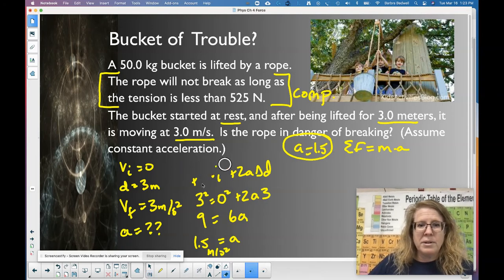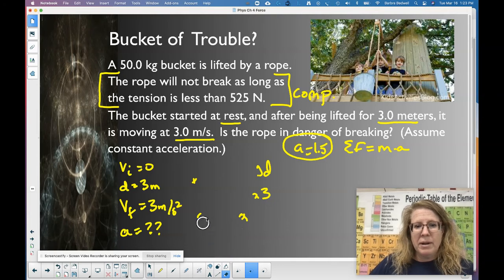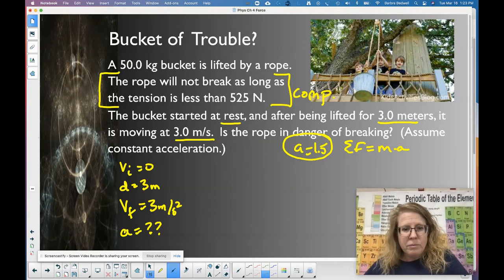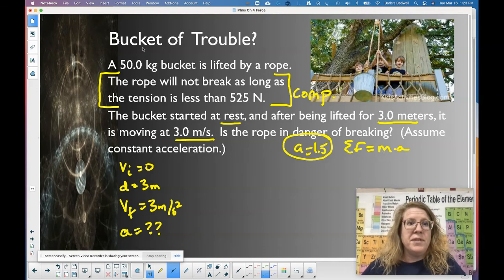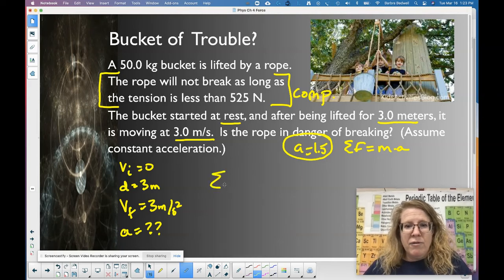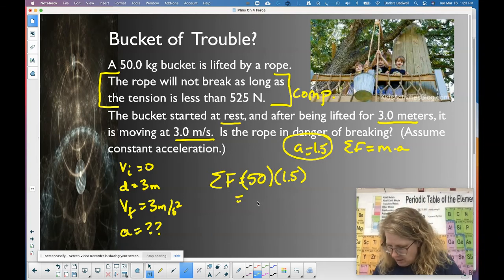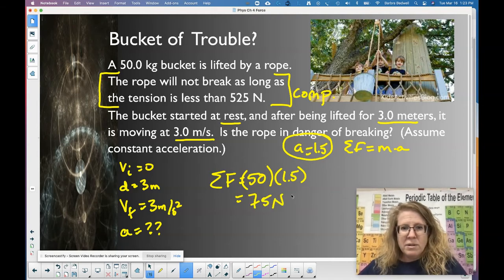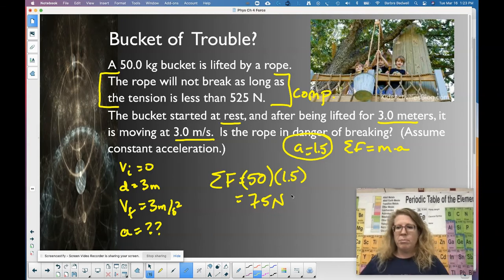So now I know a few things, right? Acceleration is equal to 1.5. Well, now what? Now we've got to figure out what our net force is. Net force is going to be mass times acceleration. We know it's accelerating at 1.5. We've got the 50 kilogram bucket, so net force equals 50 kilograms times our acceleration of 1.5. That means our net force is 50 times 1.5, equal to 75 newtons.